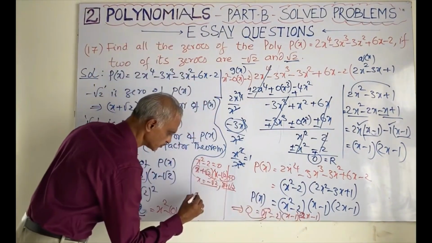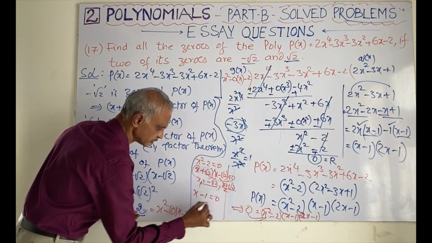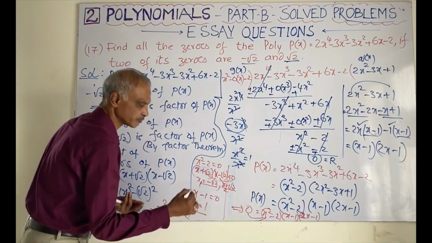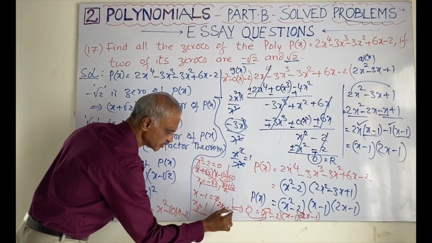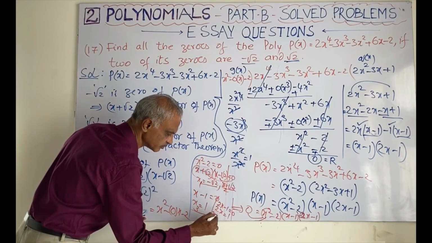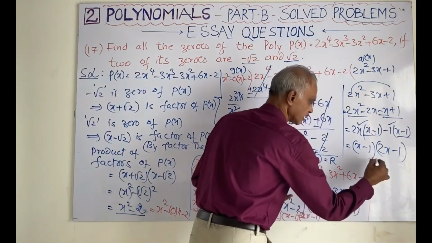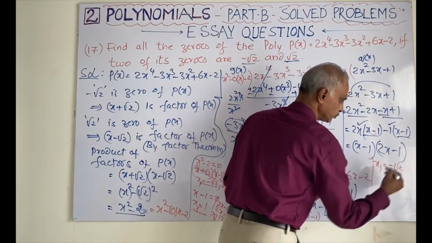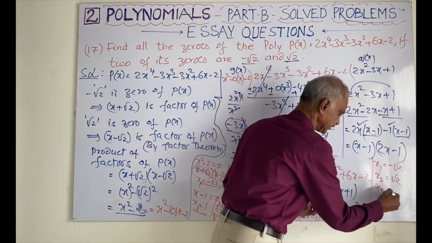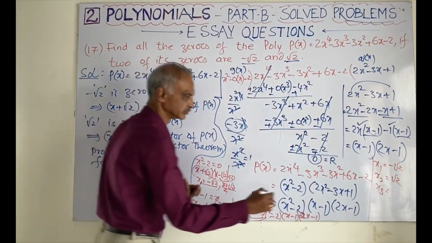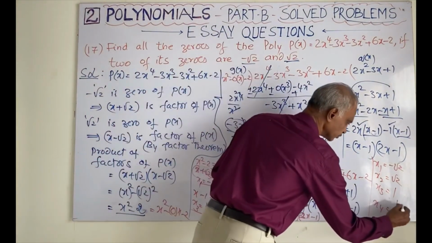X minus 1 is equal to 0, so x is equal to 1. This is the third zero. What is the other remaining? 2x minus 1 is equal to 0, 2x is equal to 1, x is equal to 1 by 2. This is x4. Now how many zeros? x1 is minus root 2, x2 is root 2, x3 is 1, and x4, the last zero, is 1 by 2.